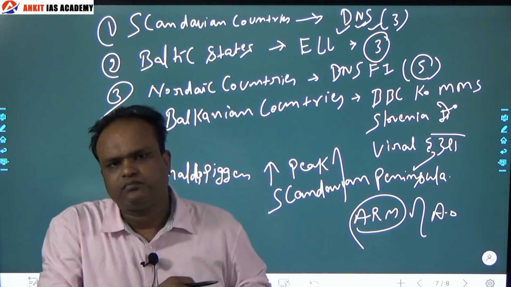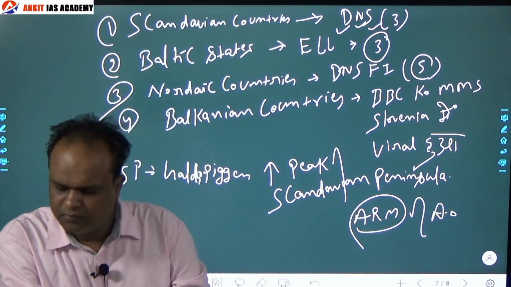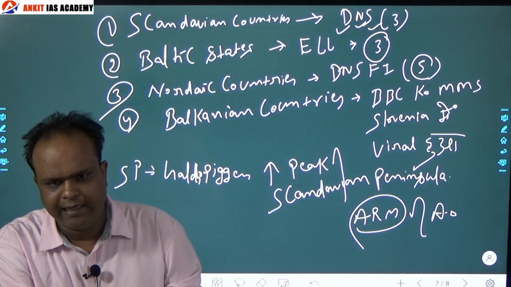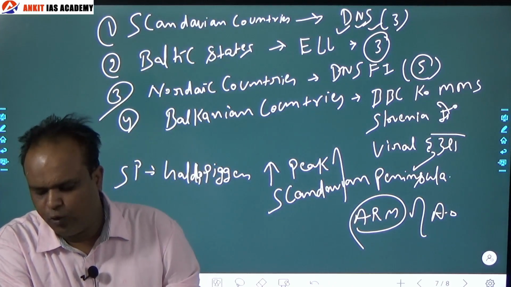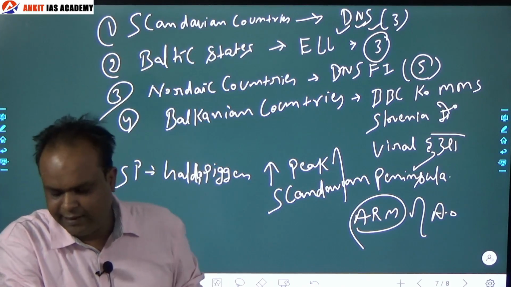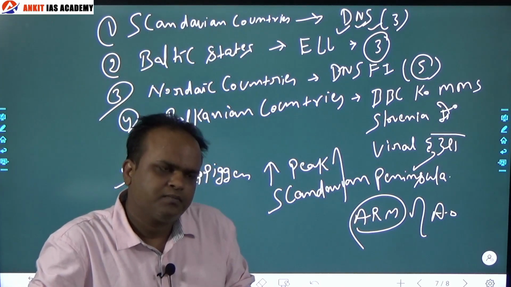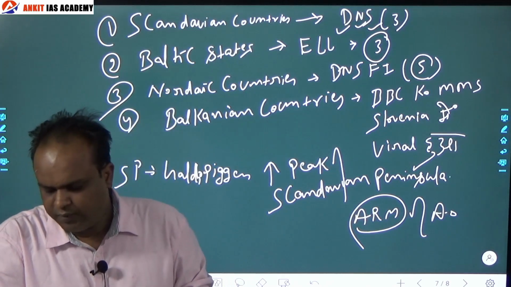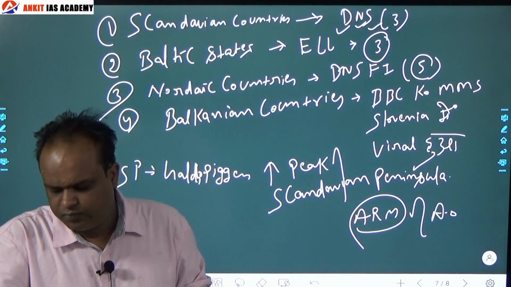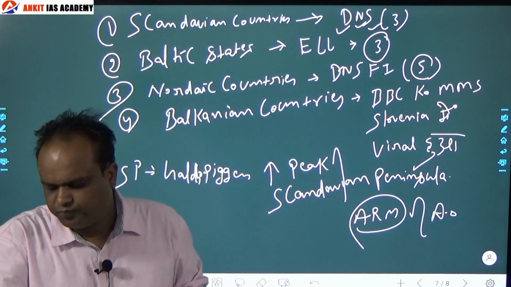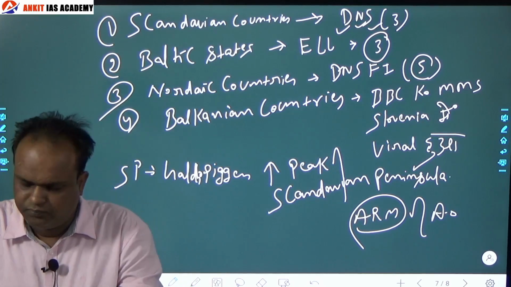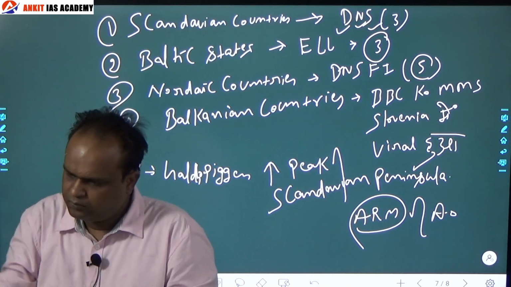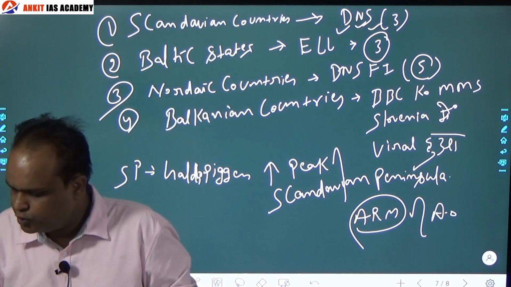Then it is enclosed by the following countries. Number 1, Denmark, Estonia.